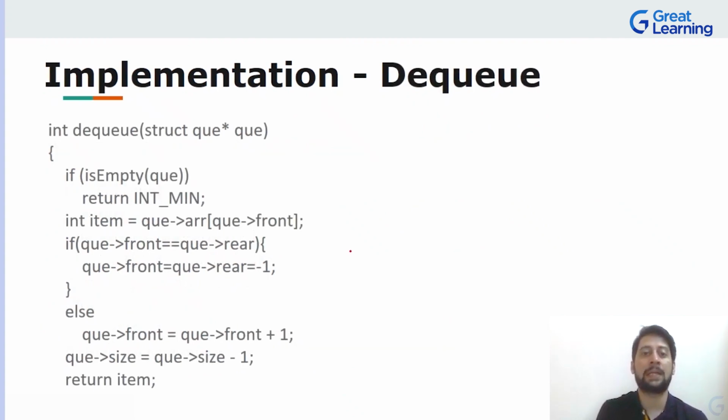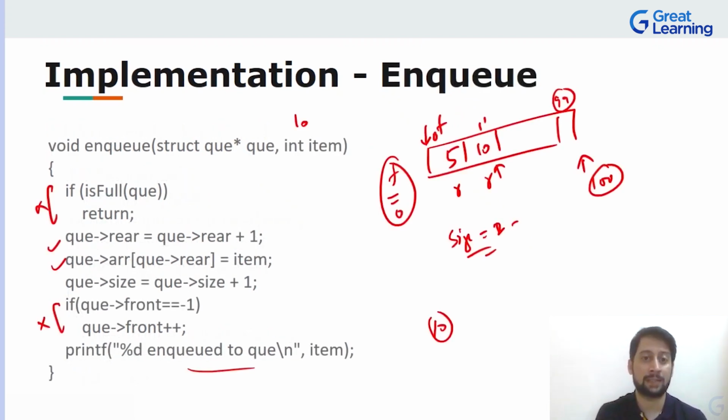Now let's see the implementation of dequeue. But before we shift to dequeue, one more thing. This whole operation is done in a constant amount of time. Why? Because we have the track of both of these indexes, right?